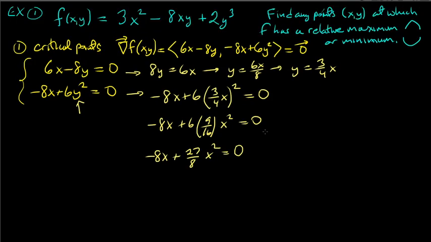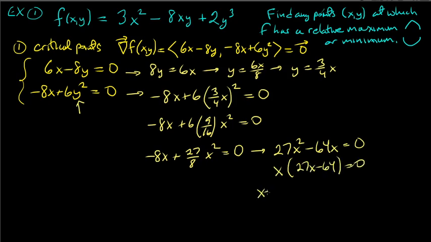Ouch. So we get a quadratic equation, just not a very simple one here. So why don't I multiply by 8, right? I get 27x squared minus 64x equals 0. Okay, so we factor out an x, and we get x times 27x minus 64. So we get two solutions. One of them is just x equals 0. And the other is this rather unpleasant 64 over 27. I don't think we can simplify that.